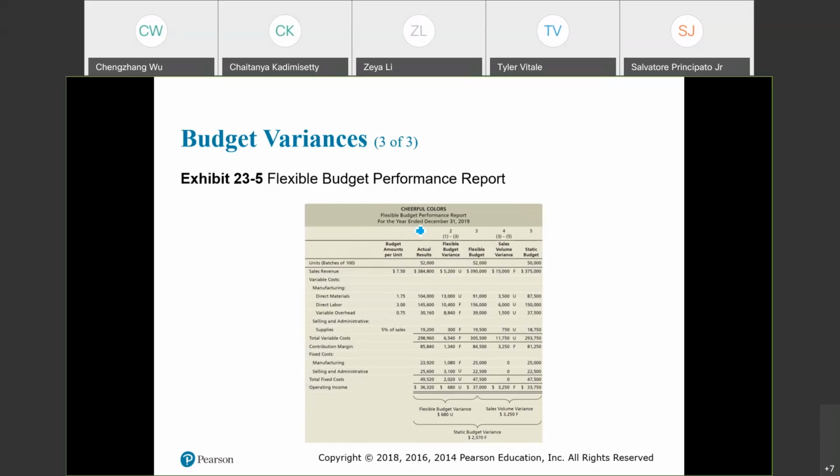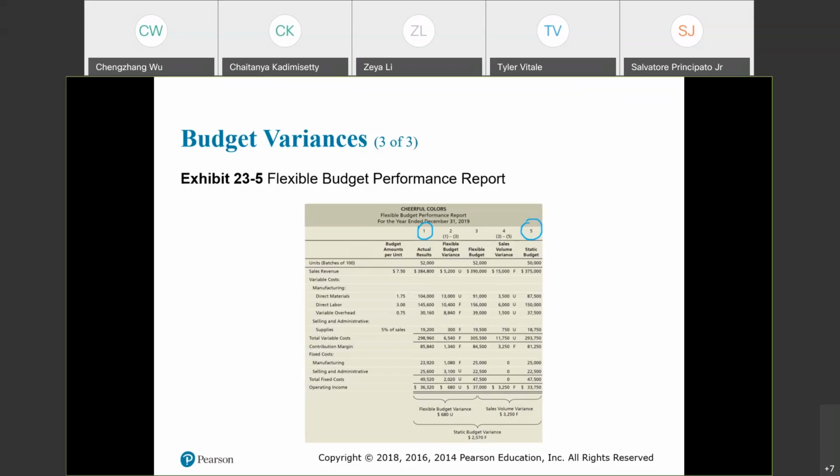A comparison between column 1 and column 5 was shown in the previous slides. A comparison between actual results and static budget. The direct comparison between these two columns is shown in the previous slides. But in addition, we also have to compare the amounts between actual results and flexible budget. The flexible budget shows the expected amounts at a different sales level.